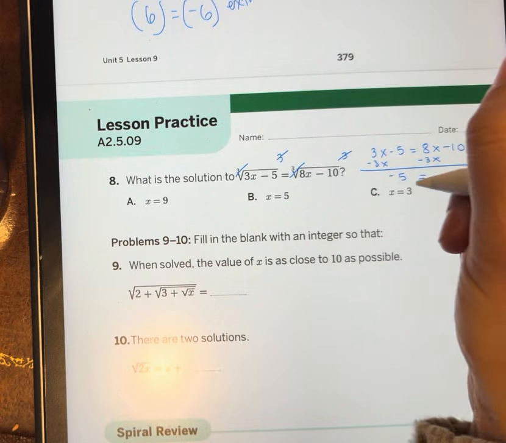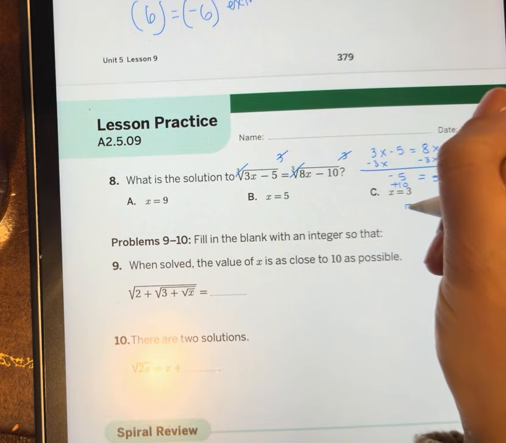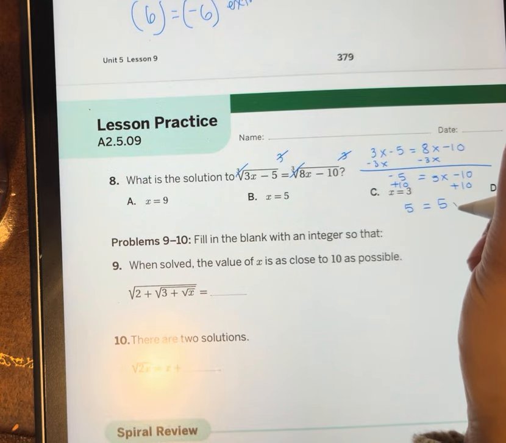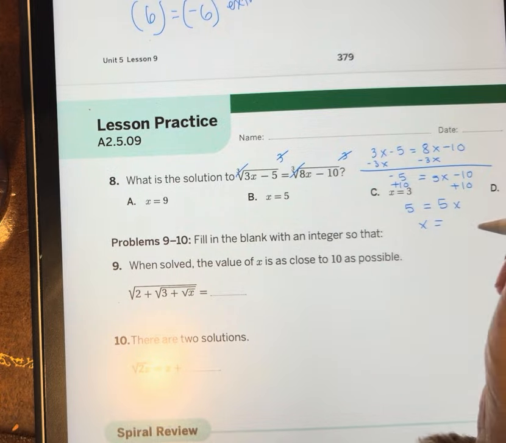Okay. Add the 10 and add the 10, and you get 5 equals 5x. So x equals 1.